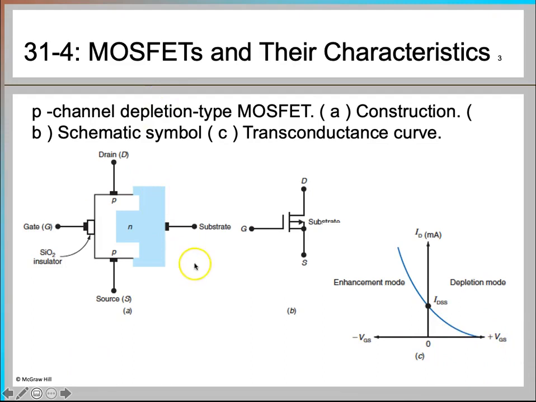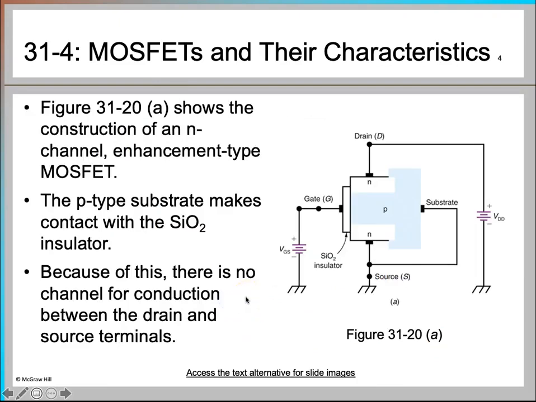All right, so this was the p-channel depletion type, and now the next one we have is the n-channel enhancement type MOSFET. If you see this construction of the n-channel enhancement type MOSFET and compare it with the previous depletion type, then you see that this substrate is bigger compared to the previous one, and it is joined to this insulated gate. The insulated gate is basically silicon dioxide, and because of this, there is no channel of conduction between the drain and the source terminal. Because the substrate is joined with the gate, there is no connection between the drain and the source terminal.